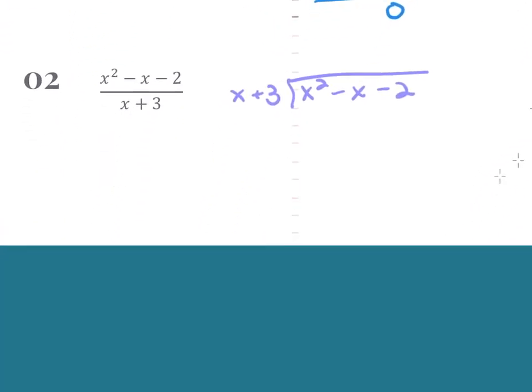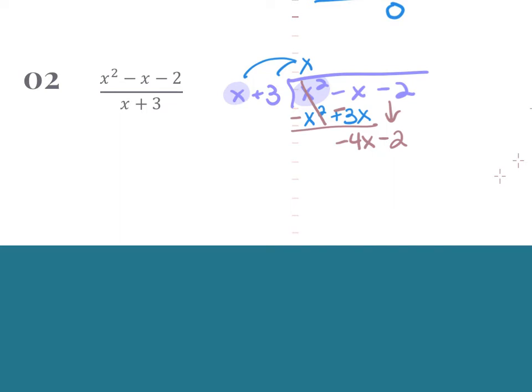So now we repeat this process. First into first. What do I have to multiply x by to get x squared? x. I'm going to multiply that times both terms on the outside. So x times x is x squared. Positive 3 times x is a positive 3x. Now we change our signs, so it becomes negative, and we add. X squared minus x squared cancels out, which is what it should do. Negative x minus 3x is a negative 4x. Then I bring down the next one, -2. With me so far? Good.